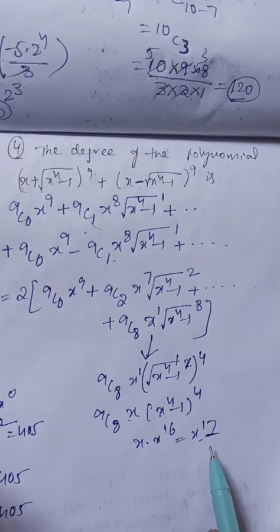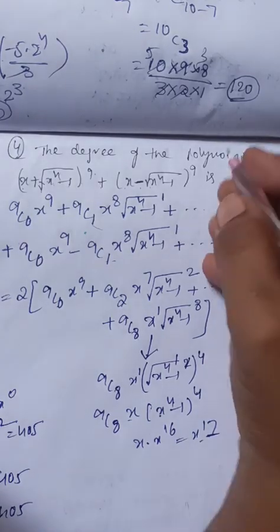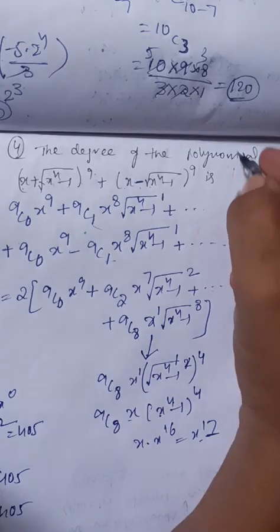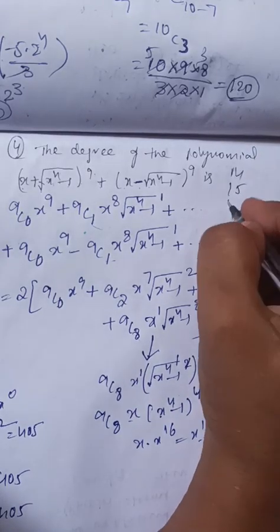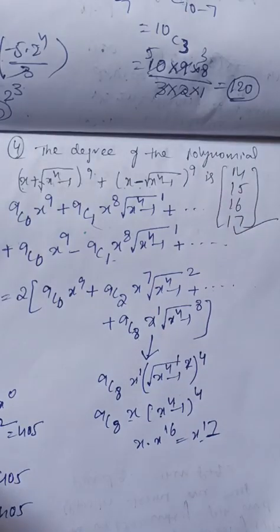So that is called the degree of the binomial expansion. Here the options are 14, 15, 16, 17. So these are the options. So our answer is 17.